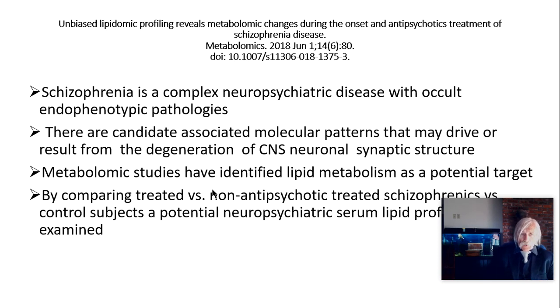Let's take a look at what they're saying. First of all, we know that schizophrenia is a complex neuropsychiatric disease. However, it has occult endophenotypic pathologies. We don't really know if there's some kind of link, a neural association that we can pinpoint that's going to have a biochemical and cellular basis that will say, yes, if these lesions are found in these pathways and in these cell types, or these cells are degrading more rapidly, you're always going to get this given disease.